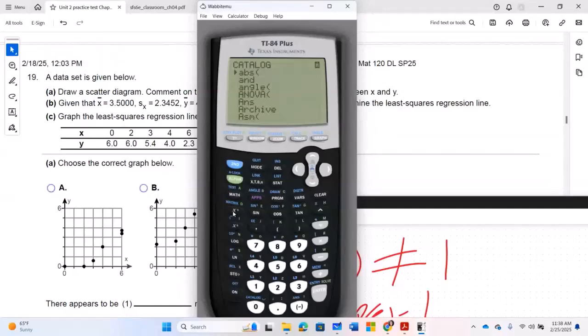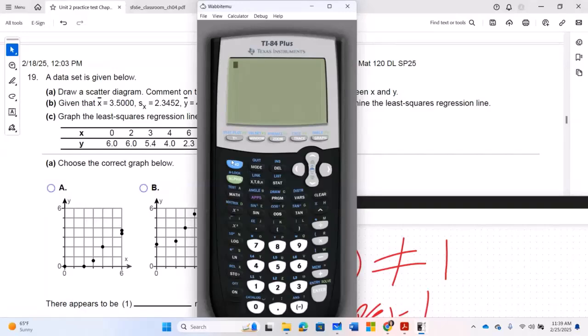That way you will get your coefficient of correlation and coefficient of determination. Okay, so I'm looking for diagnostic on, found it. So I'm going to turn it on. That way I make sure that my calculator gives me the coefficient of correlation and coefficient of determination. All right.